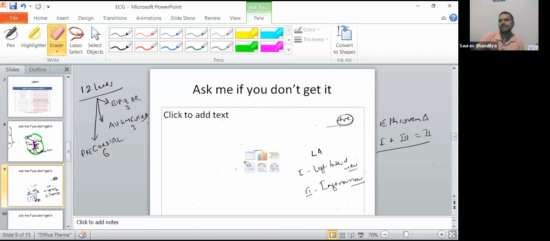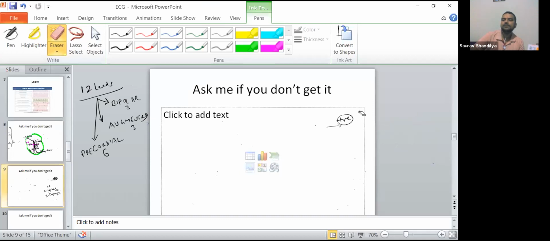Only 3 leads we are connecting in 3 sides, and we are having the view of inferior as well as the left lateral view. Always remember Einthoven's triangle, we have to see always from the positive side. Now let us talk about the augmented leads, then we will discuss some more on this. As I've told, you have three augmented leads. We can say that they are unipolar.